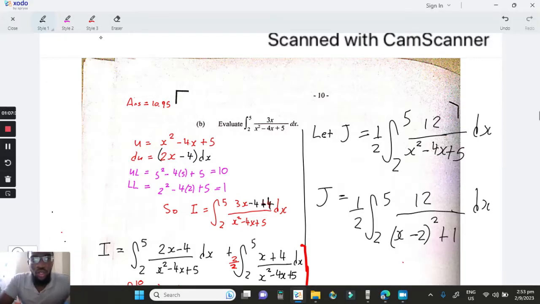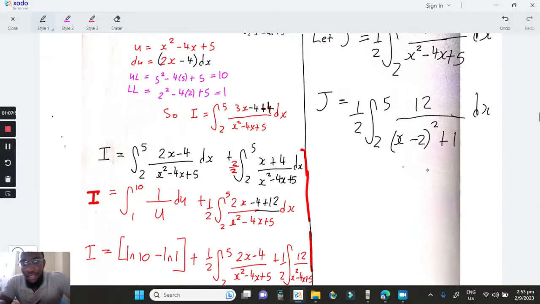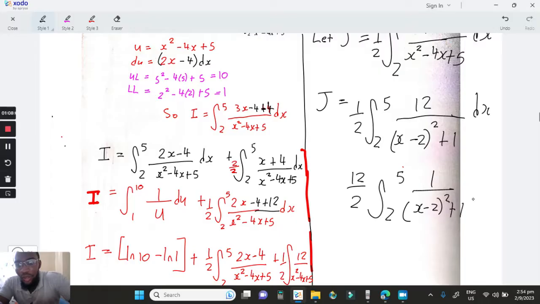Oof. So now remember, we need it in the form so we can get tan inverse, right? This right here is very helpful now. So in this case, we know if this was 1, it would be tan inverse of x over a. But because it's a 12, we can take out the 12. This is really 12 over 2, integral from 2 to 5 of 1 over (x minus 2) squared plus 1 dx. In this case, that part is working out to be 6.